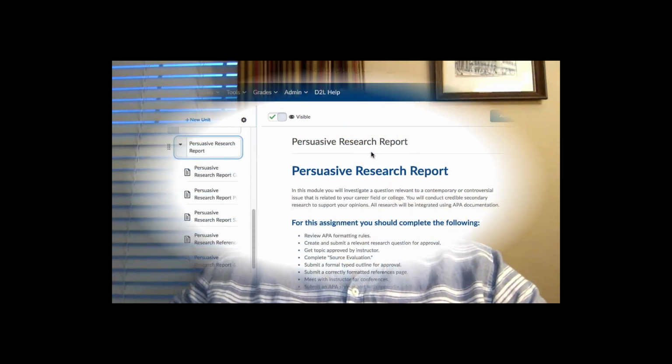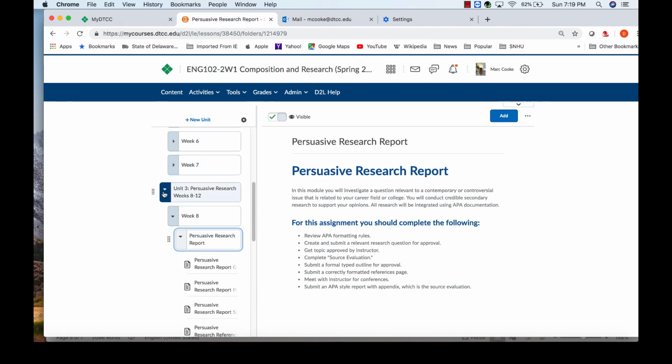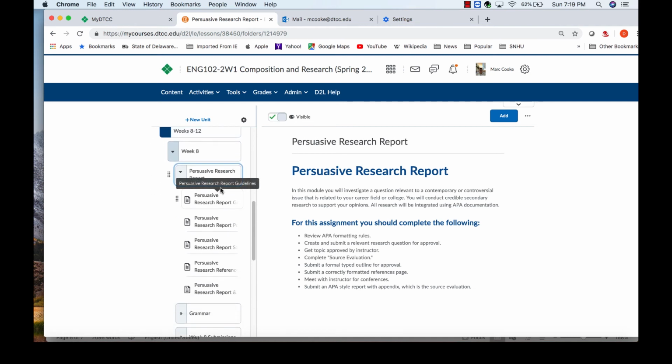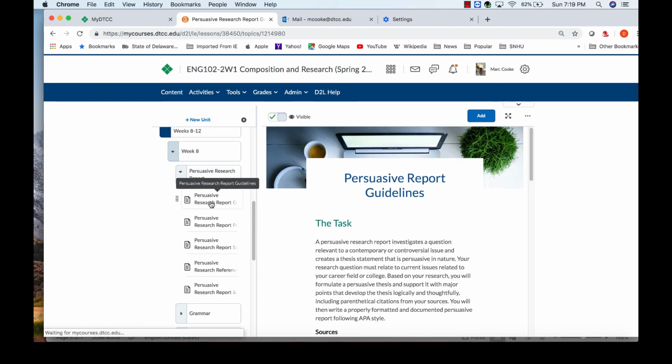Hi everyone. In this video, I want to go over the guidelines for the Persuasive Research Report. So to get to the guidelines, you go to Unit 3, which is the Persuasive Research Report, and click on Week 8, which is the first week when we began this Persuasive Research Report, and then click on the guidelines.